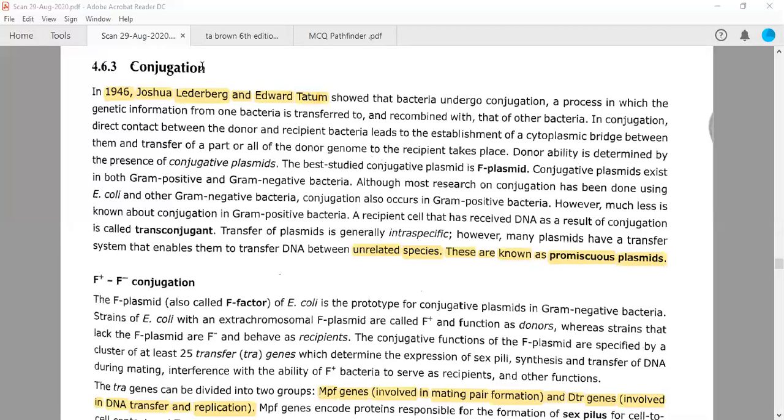So if in a culture you have bacterial cells and some of them are F positive, they will transfer these plasmids between the cells in the culture, and the whole population of bacteria will become drug resistant if there is some kind of resistance on the plasmid. Okay, so the type of plasmid most important for conjugation is called the F plasmid.